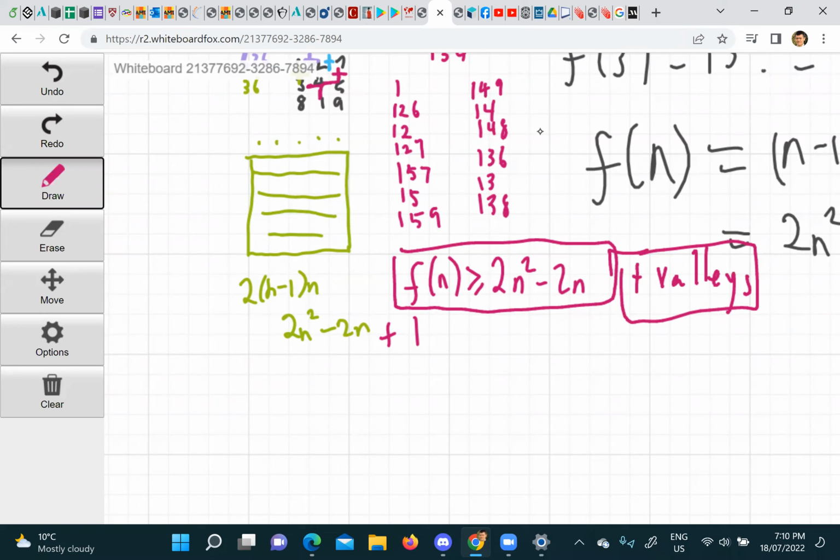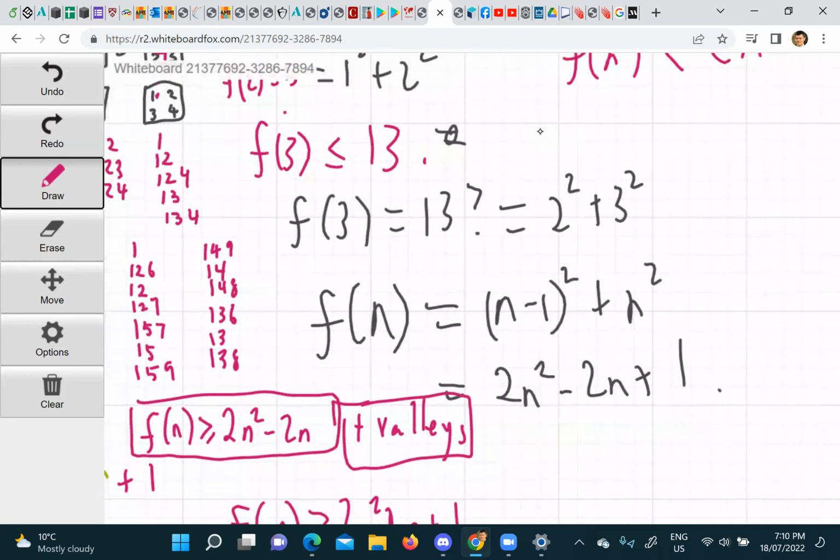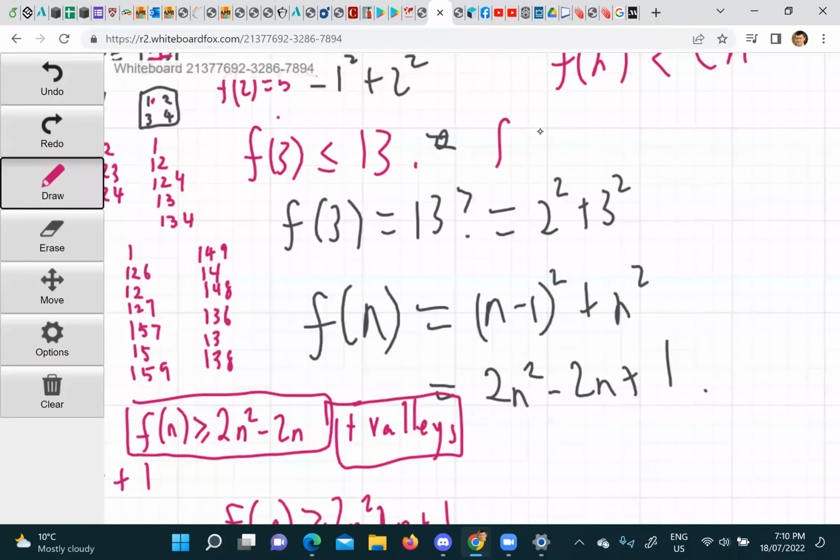So if there's always at least one valley, then this is always greater than or equal to 2n squared minus 2n plus 1. And so that proves that the answer here actually is 13. So that's one sign of progress, that you're able to prove something that you couldn't prove before, because that shows f of 3 is at least 13, and we know it's at most 13. So this is very good.